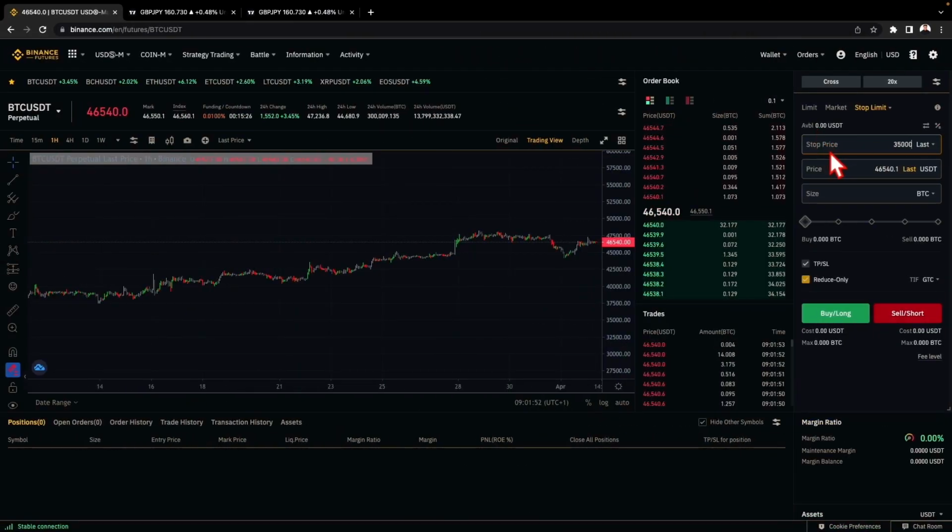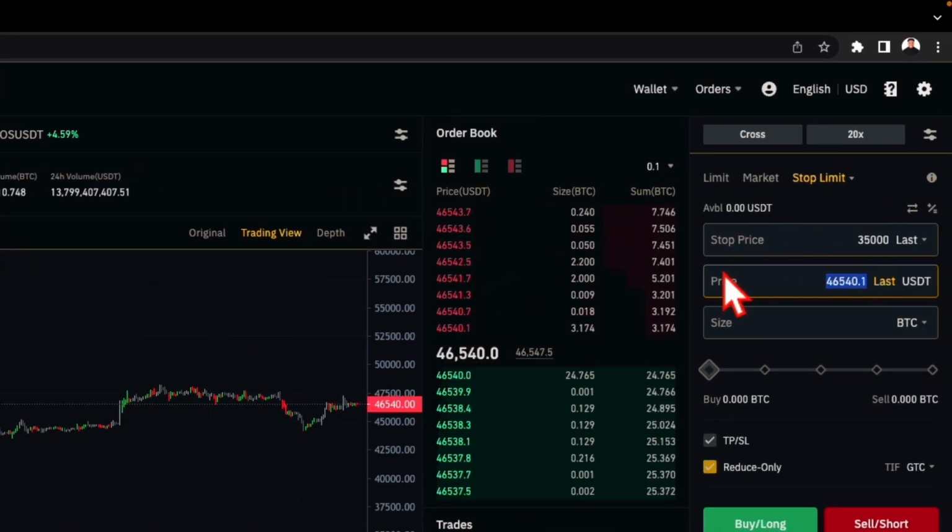So it places a boundary of what price you are comfortable to buy or to sell. That's the purpose of stop limit. So here you put the stop price you want, 35K, and here you put the price you want, 40K. So I want to buy Bitcoin when the price drops below 40K, but not when it drops more than 35K. And how many Bitcoin am I buying? One Bitcoin. I can use the slider to select the price.